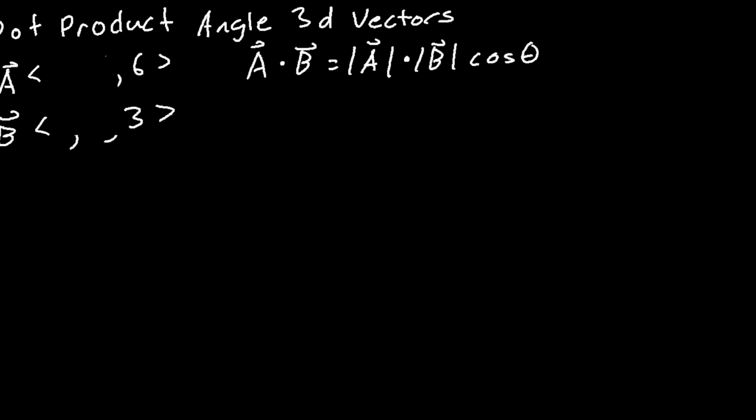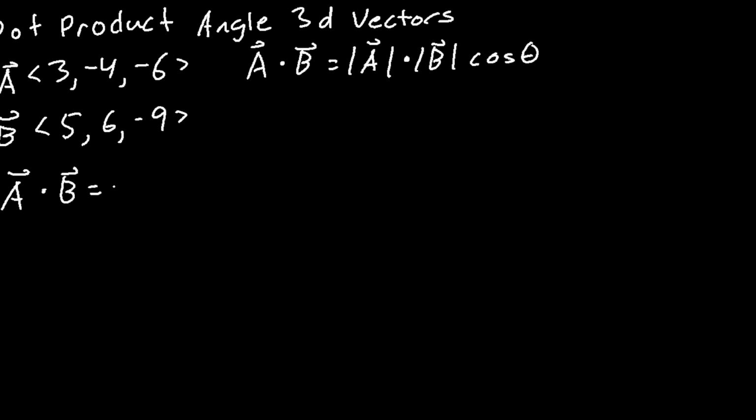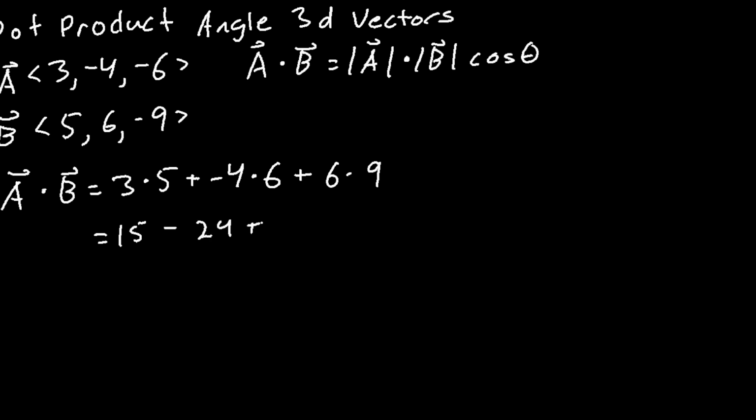Make sure not to erase the formula. And then let's use some different values, like A = (3, -4, -6) and B = (5, 6, -9). Okay, let's find the dot product of A and B. So A dot B is equal to 3 times 5 plus negative 4 times 6 plus negative 6 times negative 9. The negatives cancel there because it'll turn positive anyway. This is equal to 15 minus 24 plus 54.